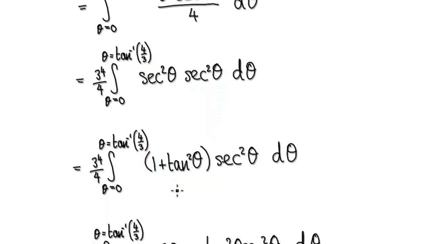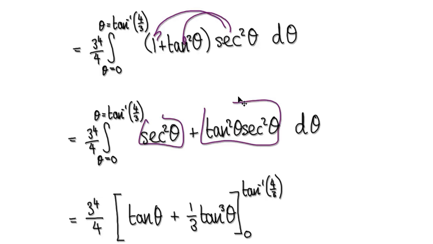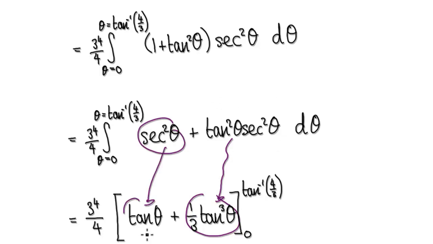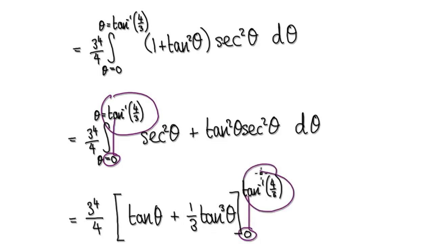And then multiply this out. This times this will give us secant squared. This times this will then give us this. And notice that this is a derivative of tan theta. So you know this is going to be easy to integrate. Integrate this, it would just be tan theta. And we're integrating from 0 to inverse tan 4 over 3.